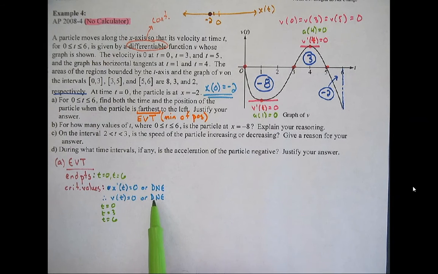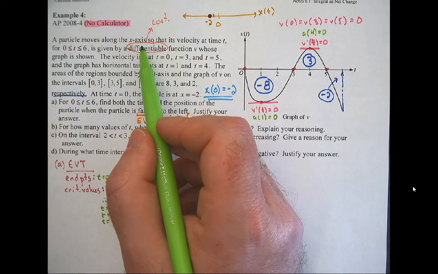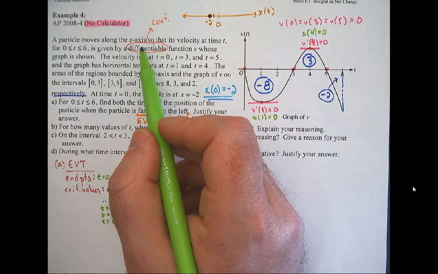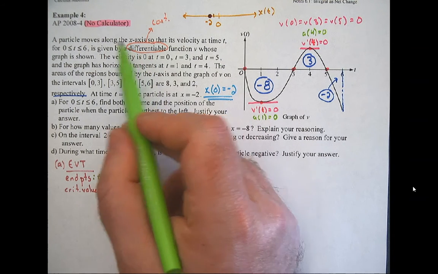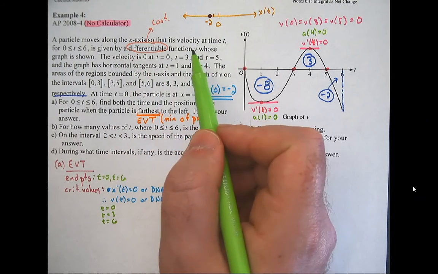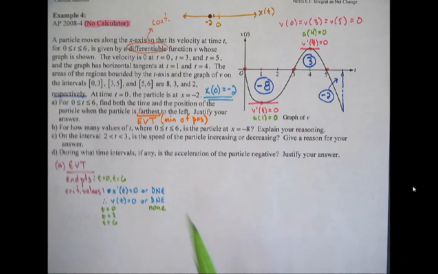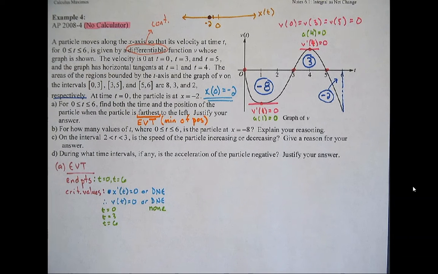Is our velocity ever undefined? Well, no. Look at what we said up here. Right off the bat, they told us that the particle moves along the x-axis with a velocity that is given by a differentiable function, therefore a continuous function. So there are no places that our derivative would equal DNE.